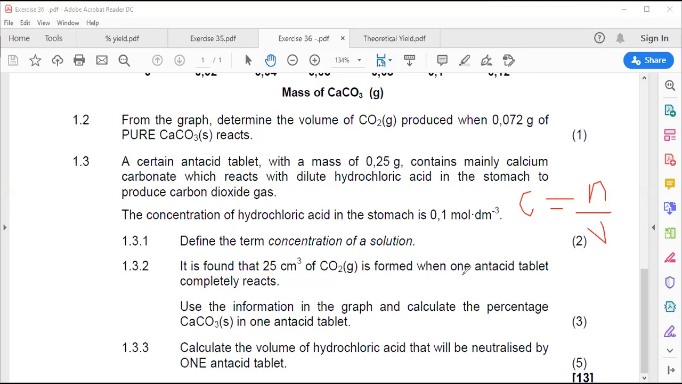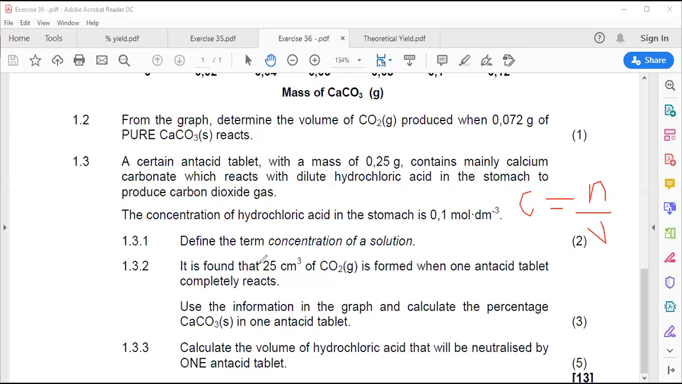It is found that 25 cubic centimeter of carbon dioxide is formed when one antacid tablet completely reacts. Use the information in the graph and calculate the percentage calcium carbonate in one antacid tablet. Like I said, that 0.25 that we have there is the total mass of the calcium carbonate plus other things that are in that tablet. Are we together? But here we just want the percentage of only calcium carbonate in that 0.25 as a percentage.